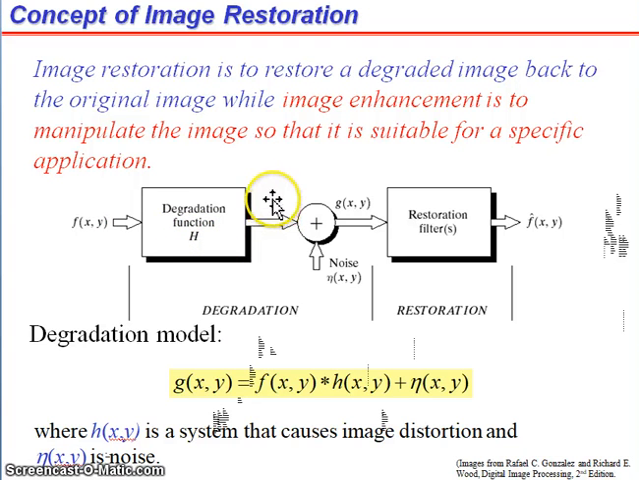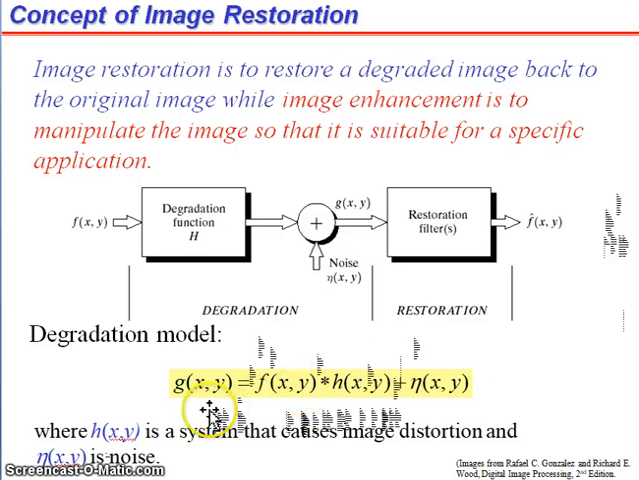Now how can you get the output? By convolving these two in the spatial domain. If you consider the frequency domain, just multiply these two, and you get the frequency domain representation of the image. So in the spatial domain, the output is f of x comma y convolved with h of x comma y, added to the noise function represented as n of x comma y. The degraded image g of x comma y is denoted as f of x comma y convolved with h of x comma y plus n of x comma y.